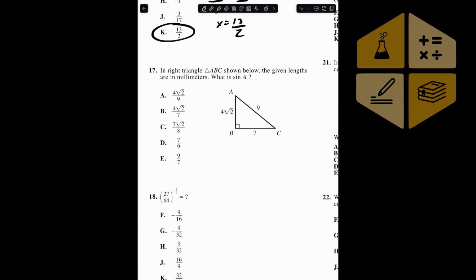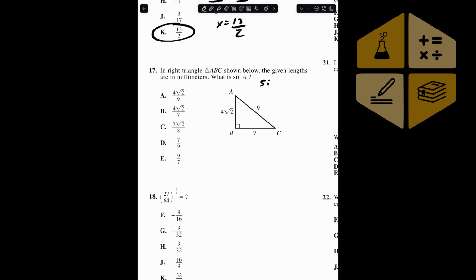Number 17: in a right triangle ABC shown below, the given lengths are in millimeters. What is the sine of A? So sine, cosine, and tangent. If you have my book, The ACT Math System, I have a lesson on this in what's called ACT Math Have to Know. These are things you have to know for every single ACT math test. Sine, cosine, tangent, those basics, those trig functions.